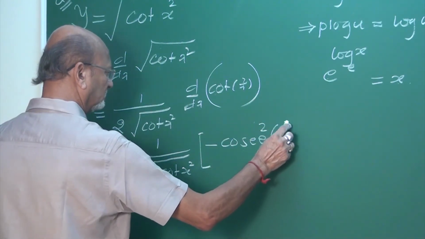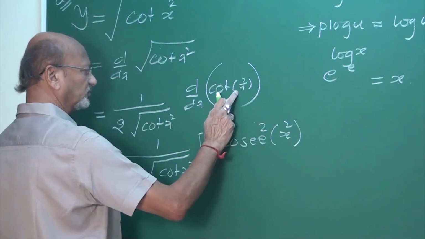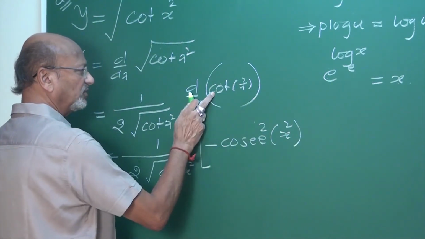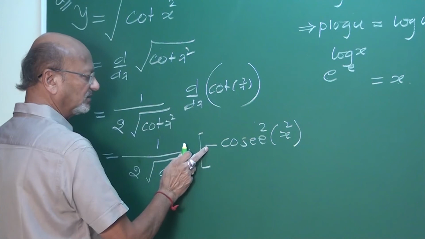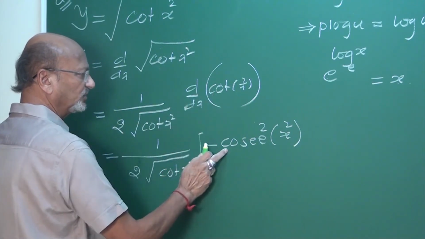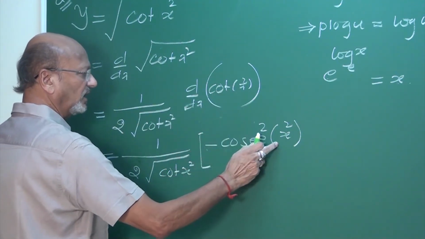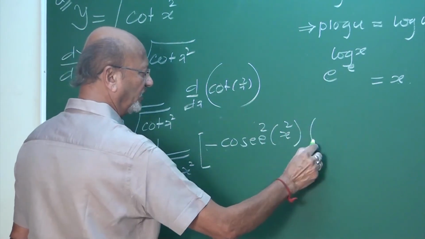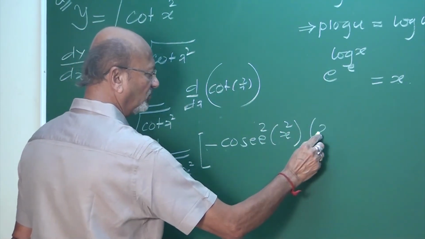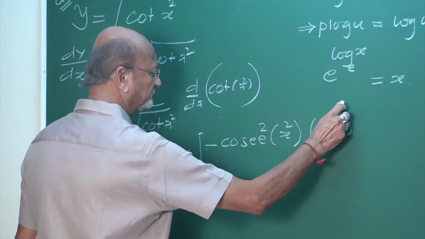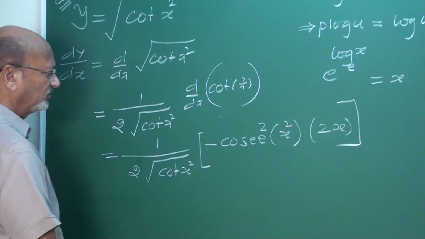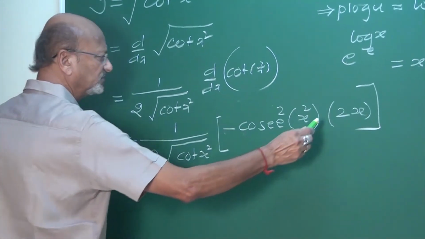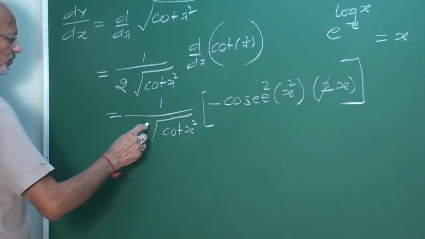X square. Which x square? This x square. What is this? Derivative of cot, with a negative sign: cot of cos x square angle. Is it x? No. Write its derivative. What is the derivative of x square? 2x. Derivative of this is 2x. You may simplify it; the 2 cancels.